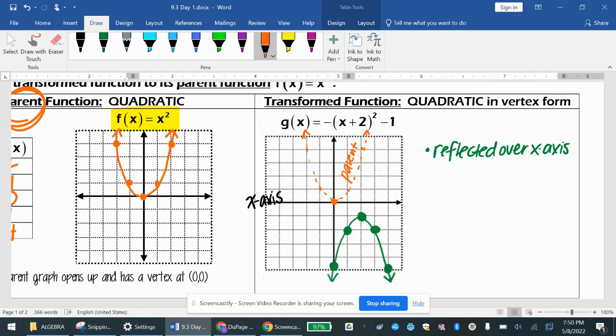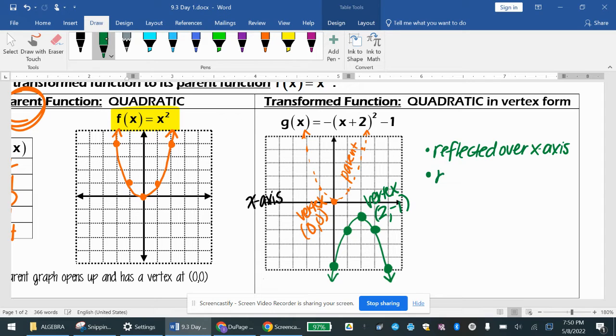I also see that the vertex moved, right? El vertex originalmente in the parent function is at 0, 0. The new vertex for the transformed function is at 2, -1. So how did the parabola move? Well, how do I go from 0, 0 to 2, -1? ¿Cómo voy a llegar de 0, 0 a 2, -1?